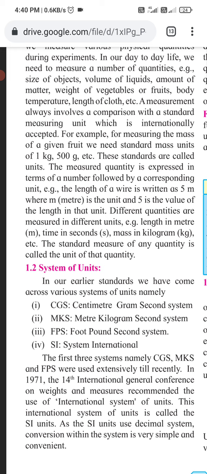The first three systems, that is CGS, MKS and FPS, were used extensively till recently. In 1971, the 14th International General Conference on Weights and Measures recommended the use of the International System, that is the SI system. And this international system of units is called SI units.